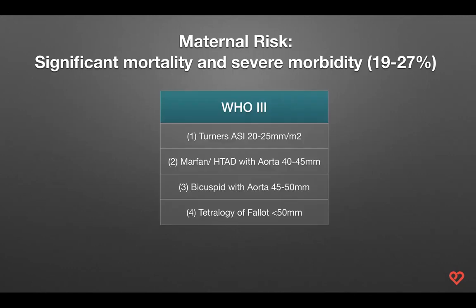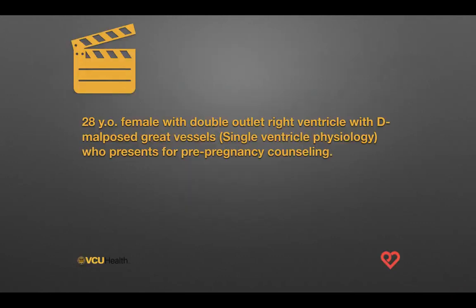So maternal risk is WHO 3 for Turner's if their aortic size for body surface area is 20 to 25 millimeters per meter squared. The other way to look at this is cumulatively. If they have an aorta which is 25 millimeters per meter squared and they have coarctation, then their risk may be higher, especially if they have a bicuspid aortic valve with that. I have again listed the other disease processes associated with aortopathies.